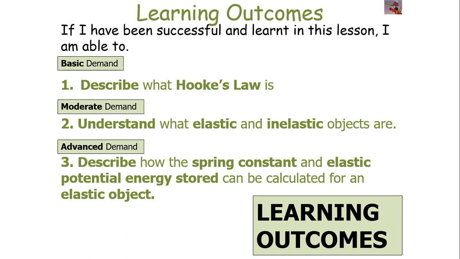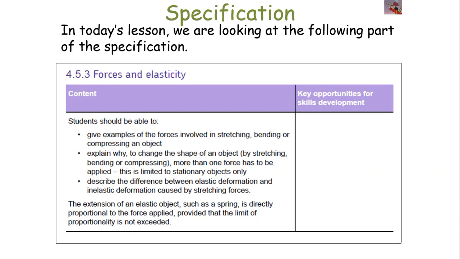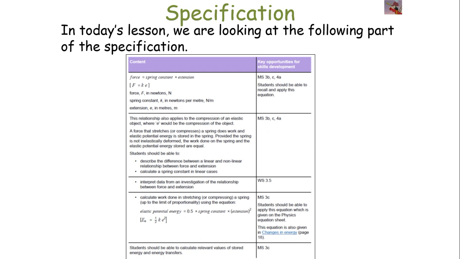So in today's lesson we're going to describe what Hooke's law is, understand what we mean by inelastic and elastic objects, and then describe how the spring constant and the elastic potential energy store for an elastic object can be calculated from values. So this links into the following part of the AQA GCSE physics specification, the forces and elasticity section, which links in both equations and the concepts of how a force can affect different materials.